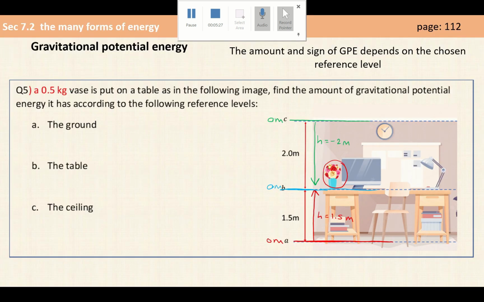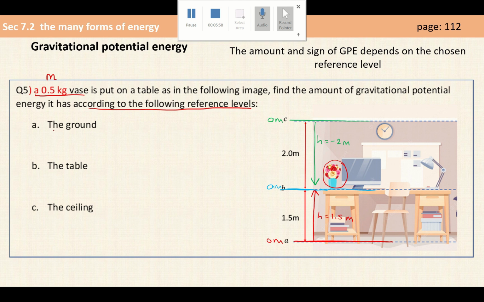This question says we have a 0.5 kilogram vase, so that's the mass of the vase. And this vase is placed on a table in the following image. You can see the vase is on the desk here. Find the amount of gravitational potential energy it has according to the following reference levels.